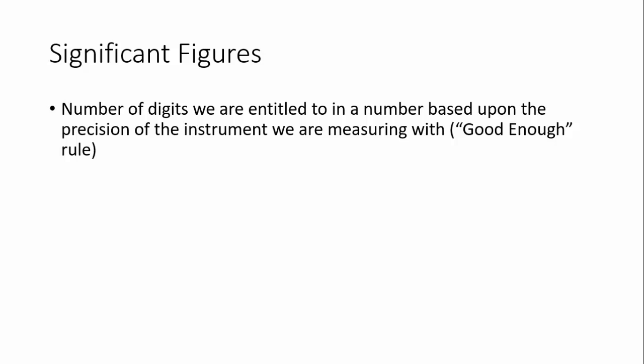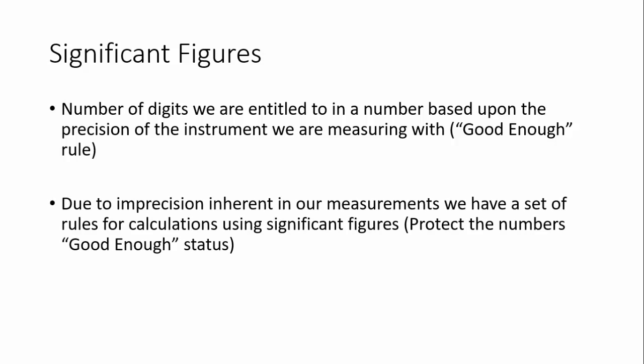Remembering the good enough rule in our text, even though instruments are never 100% precise, we can continue on with our work as long as the number is good enough for what we are going to be using it for. Due to the imprecision inherent in our measurements, however, we have to have a set of rules for calculating using significant figures. We have to protect the number's good enough status and make sure that we can continue working with them and get an accurate, precise result.